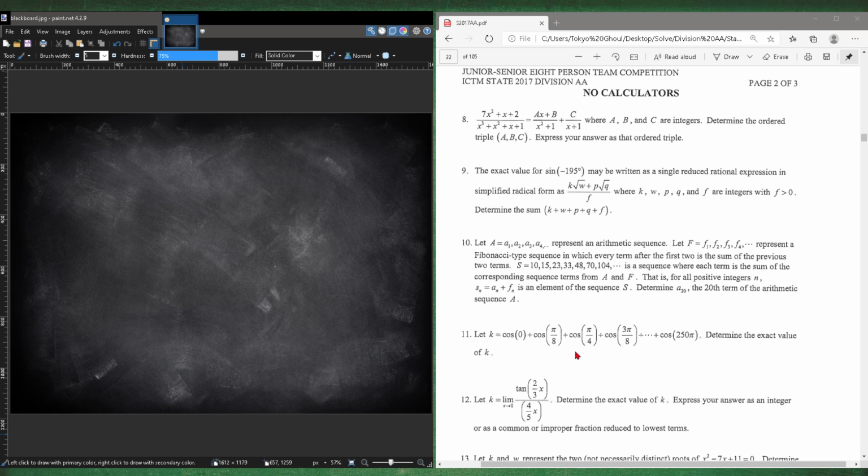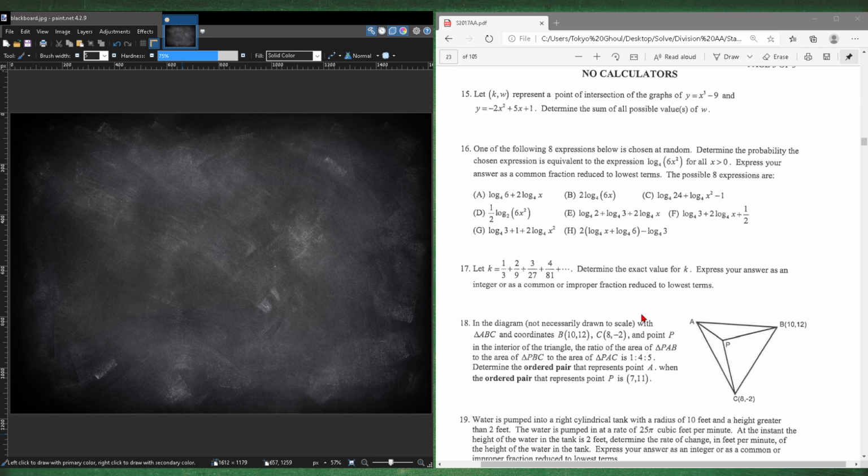Okay, now let's work on number 17. K is equal to 1 over 3 plus 2 over 9 plus 3 over 27 plus 4 over 81, etc. Determine the exact value for K. We notice that the numerators go 1, 2, 3, 4 and the denominators go 3, 9, 27, 81. So it's linear on top and geometric on the bottom. So K is a summation that goes on to infinity, starting at 1, of x divided by 3 to the power of x.